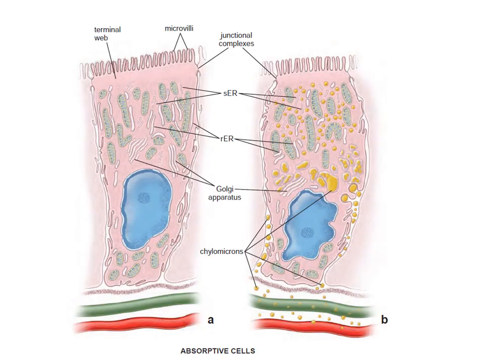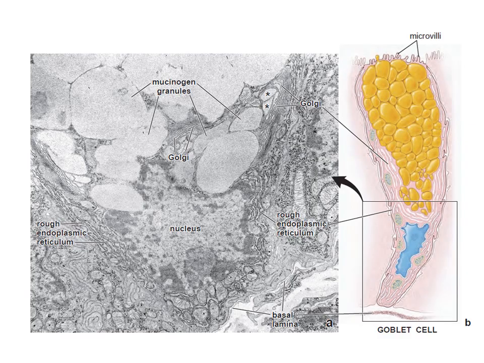Here, these are absorptive cells of the villi with the different organelles. We have smooth endoplasmic reticulum, rough endoplasmic reticulum, and Golgi apparatus, and here the chylomicrons. This is a villus, the projection on the mucosal surface of the small intestine, and in between them are small microvilli, terminal web, and junctional complex. Here again are the goblet cells.